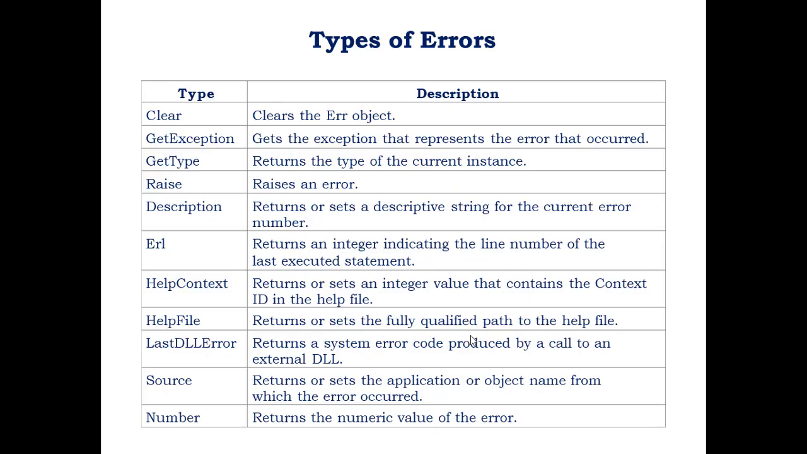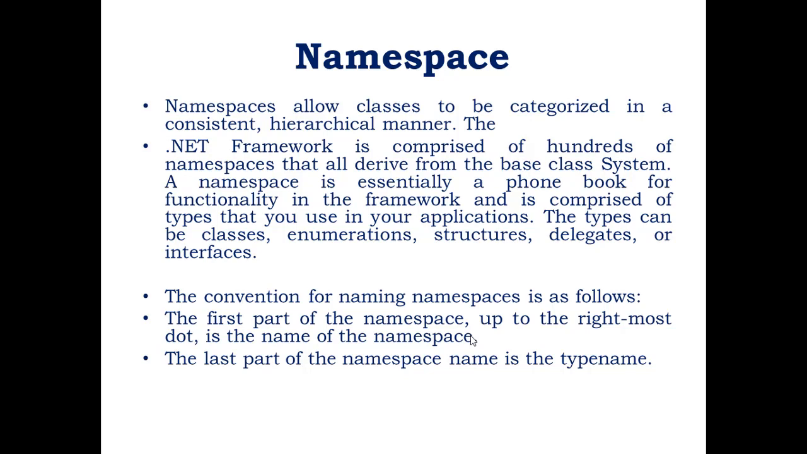Next, the error object. The members include: clear, get exception, get type, raise, description, URL, help context, help file, last DLL error, source, and number. The next topic is namespace.